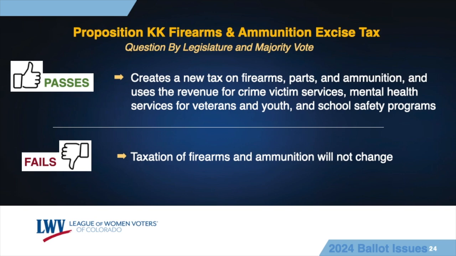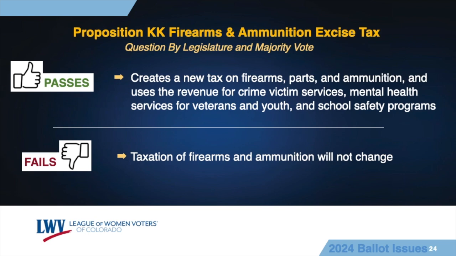Firearm dealers, firearm manufacturers, and ammunition sellers are responsible for paying the new tax on their retail sales. The following are exempt: sellers with annual sales of less than $20,000, retail sales to law enforcement officers, law enforcement agencies, and active duty military members, along with private sales between individuals who are not firearm dealers, manufacturers, or ammunition vendors. What if it fails? The state's taxation of firearms and ammunition will not change.